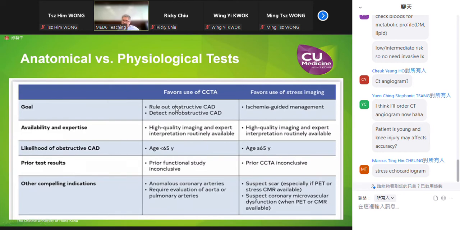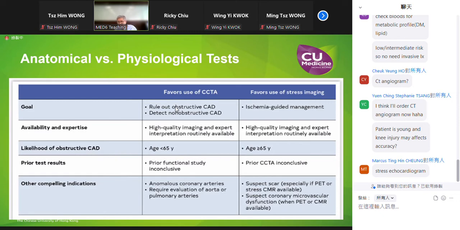So you think about her likelihood. Usually in a young patient, the likelihood is less, and you want to rule out. CT angiogram has a very high negative predictive value, so if it's normal, then you can rule out. You may miss things, but if it's normal, you can rule out. Also in a younger population, you have to think of some other rarer causes, such as anomalous coronary artery, which you're not going to see on a stress test. Anomalous coronaries are less likely to present in the elderly, more in a young population.